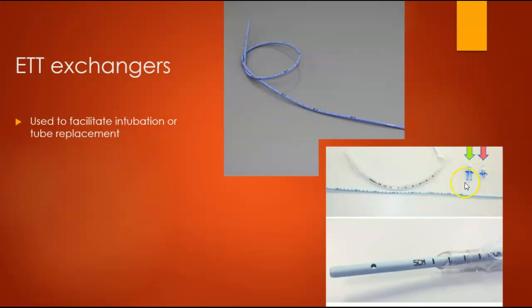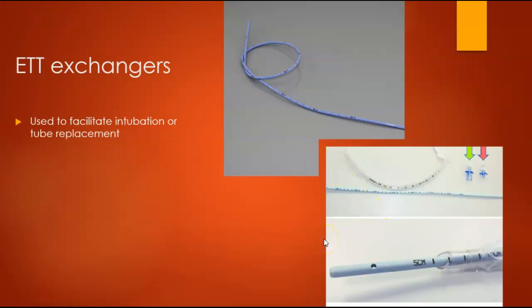They also have Cook tube exchangers that have these little adapters on the end, and those typically have an opening at the bottom that allows you to ventilate through this very, very tiny tube, just in case you need to provide ventilation to the patient while you're doing this procedure. So again, we'll play with these in lab. But that's kind of what ET tube exchangers are, what they're for.